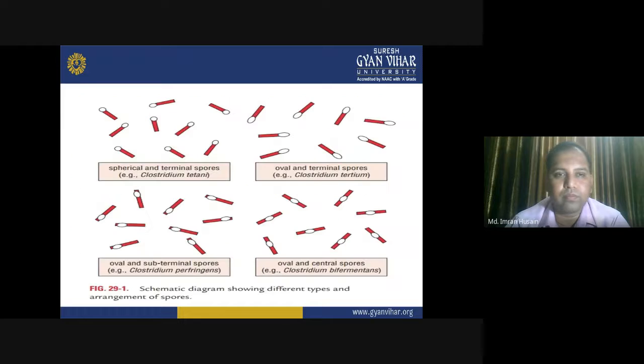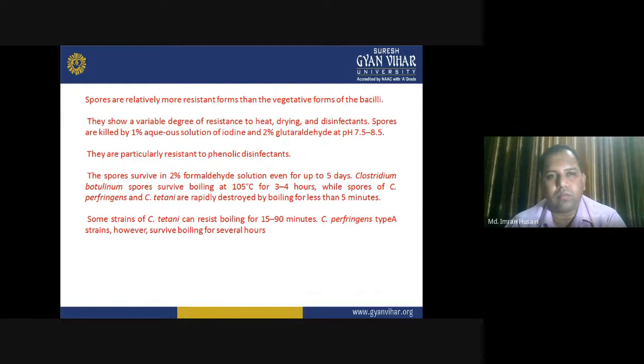Here you can see the differences in the spores. Spherical terminal spores in Clostridium tetani, oval and terminal spores in Clostridium tertium, oval and subterminal spores in Clostridium perfringens, and oval and central spores in Clostridium bifermentans. So this shows the arrangement of spores in different varieties of Clostridium.